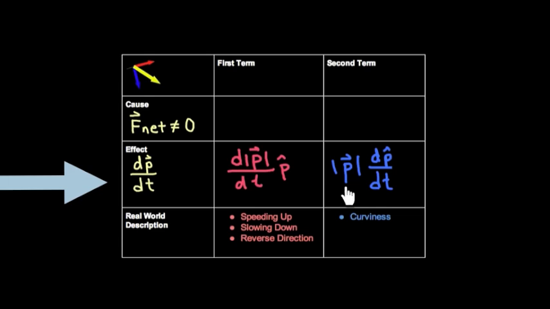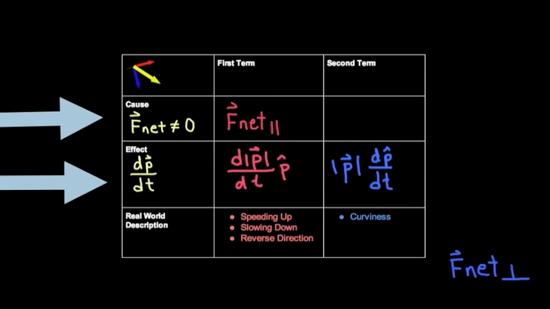The second term is about the change of the direction of the momentum. This impacts the direction or curviness of the trajectory. The cause of motion is a net force not equal to zero. While there is only one net force, this force as a vector can be expressed as the sum of two component vectors, F net parallel and F net perpendicular. The parallel component of the net force impacts the speed. The perpendicular component impacts the curviness.